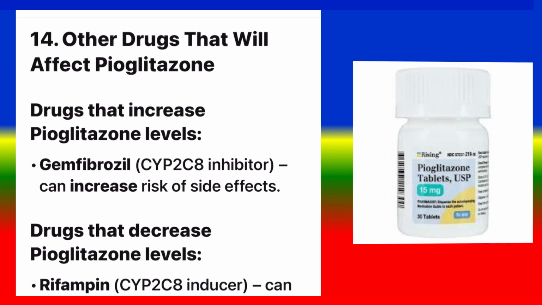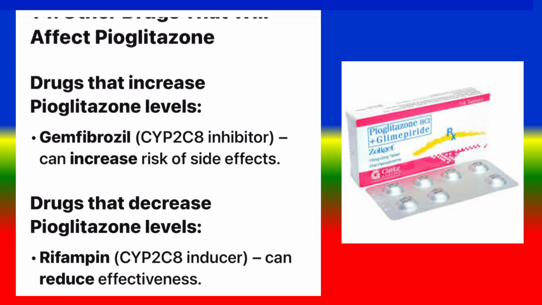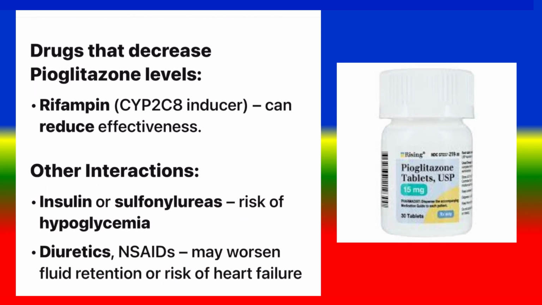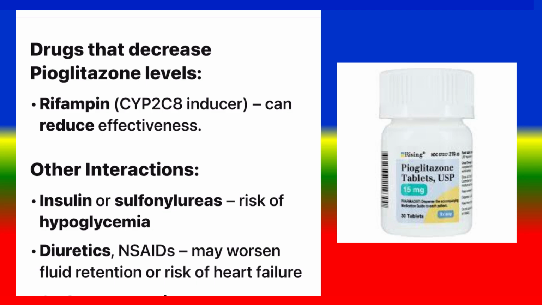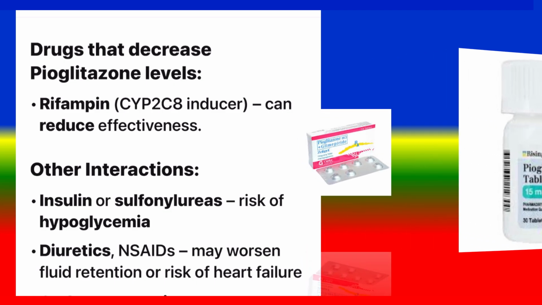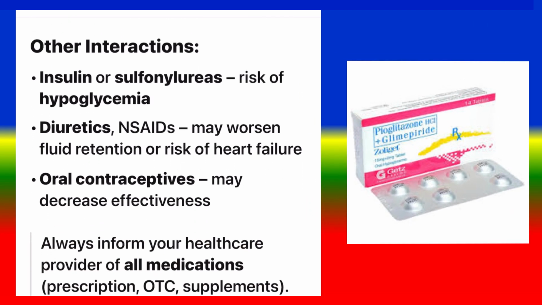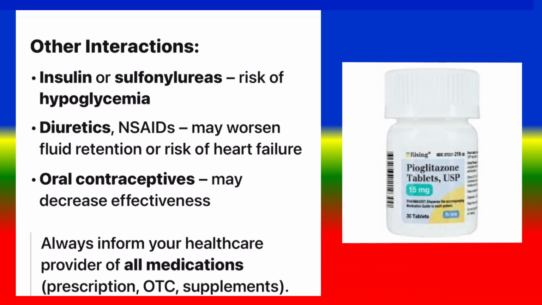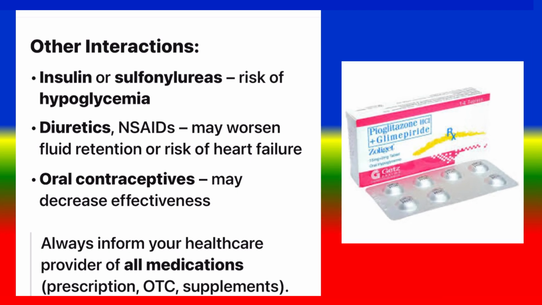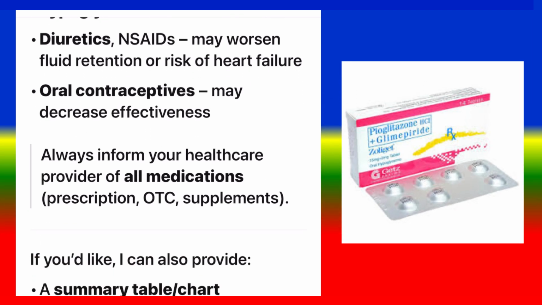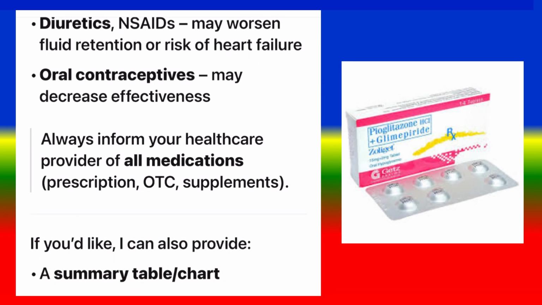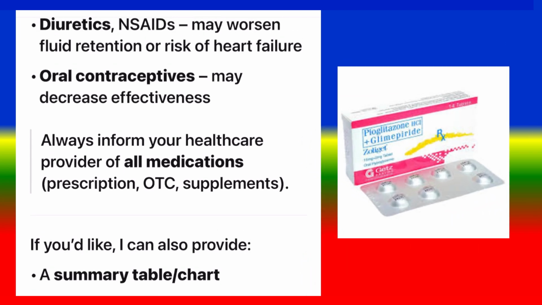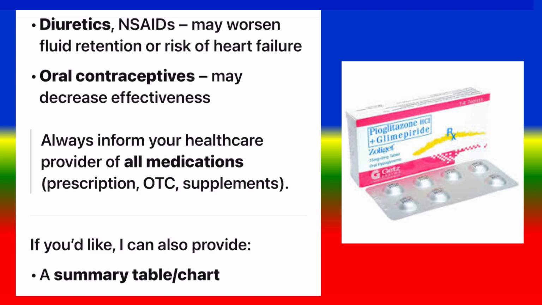Drugs that increase pioglitazone levels: gemfibrozil, a CYP2C8 inhibitor, can increase risk of side effects. Drugs that decrease pioglitazone levels: rifampin, a CYP2C8 inducer, can reduce effectiveness. Other interactions: insulin or sulfonylureas, risk of hypoglycemia. Diuretics, NSAIDs, may worsen fluid retention or risk of heart failure. Oral contraceptives may decrease effectiveness. Always inform your healthcare provider of all medications, prescription, OTC, supplements.